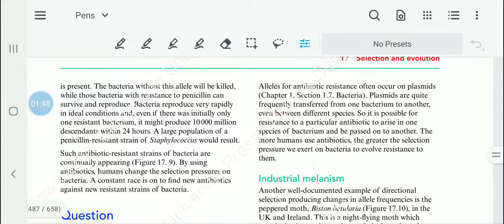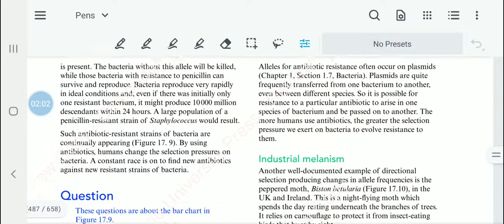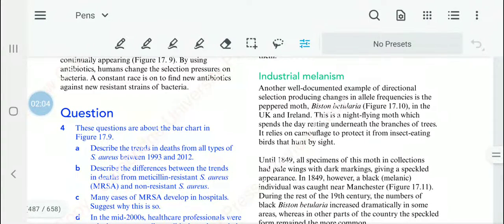This antibiotic resistance that develops often occurs on plasmids, which can be transferred from one bacterium to another, or even between species. Right. So this is another example of the directional selection that we are going to discuss.